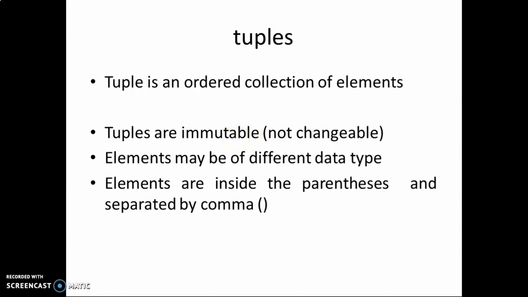The elements of a list are mutable, that is changeable, but the elements of a tuple are immutable, that is not changeable or modified. The elements of a tuple may be of different data types, and the elements are inside parentheses and separated by commas. So those are the characteristics of tuples.